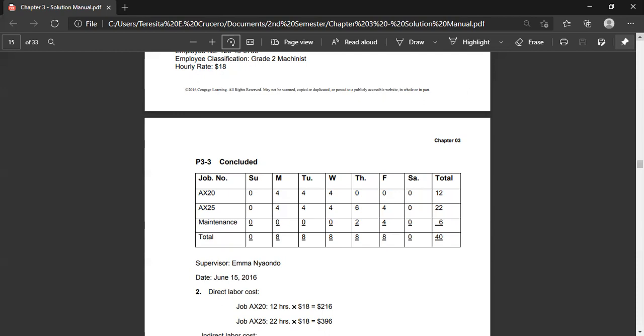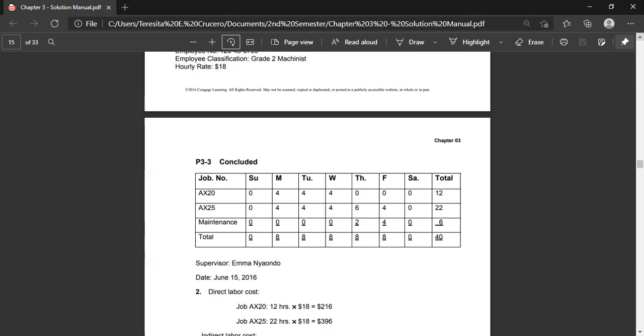His supervisor signs off on all labor time records on Saturday of the week just ended. So Saturday, all zero. The total for job order EX20 is 12 hours. For EX25 is 22 hours. Maintenance, 6 hours. So the total for Sunday, 0, Monday, 8, Tuesday, 8, Wednesday, 8, Thursday, 8, and Friday, 8. Saturday is 0. So the total is 40 hours. Okay, now that's the labor time record of Adam Amos.